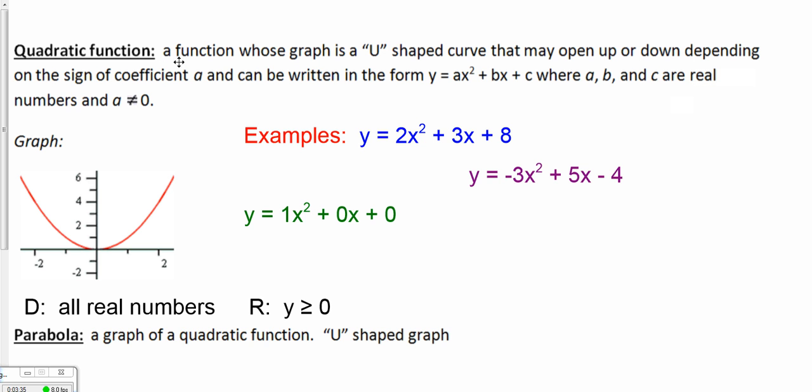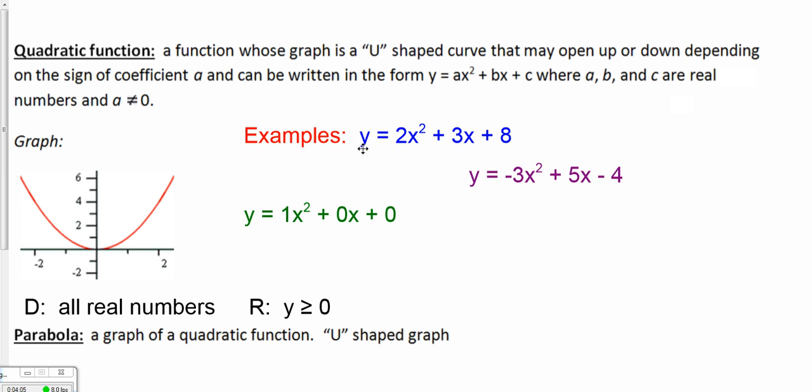Let's look at another function then, the quadratic function. It's a function whose graph is a U-shape, so it looks like this. It's a U-shaped curve that may open up or down. Now this one opens up. You can kind of see that the U makes a little bowl right here. So it may open up or down depending on the sign of the coefficient a, and can be written in the form y equals ax squared plus bx plus c, where a, b, and c are real numbers and a does not equal 0. That's kind of a mouthful.